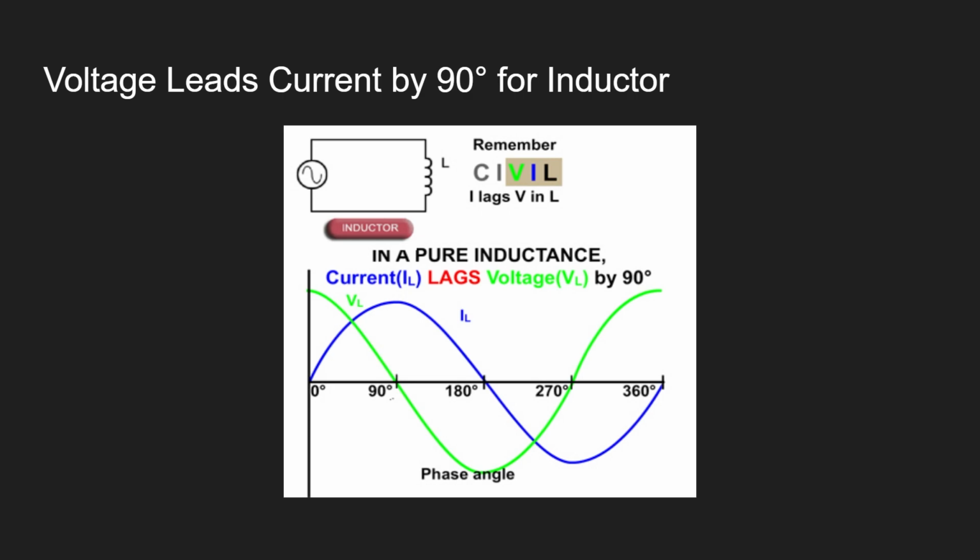Voltage leads current by 90 degrees for an inductor, VIL. Don't ask me why. It is about the phase change, and you really need more complex math to understand it. You need to learn the complex, the imaginary number, to explain this one.